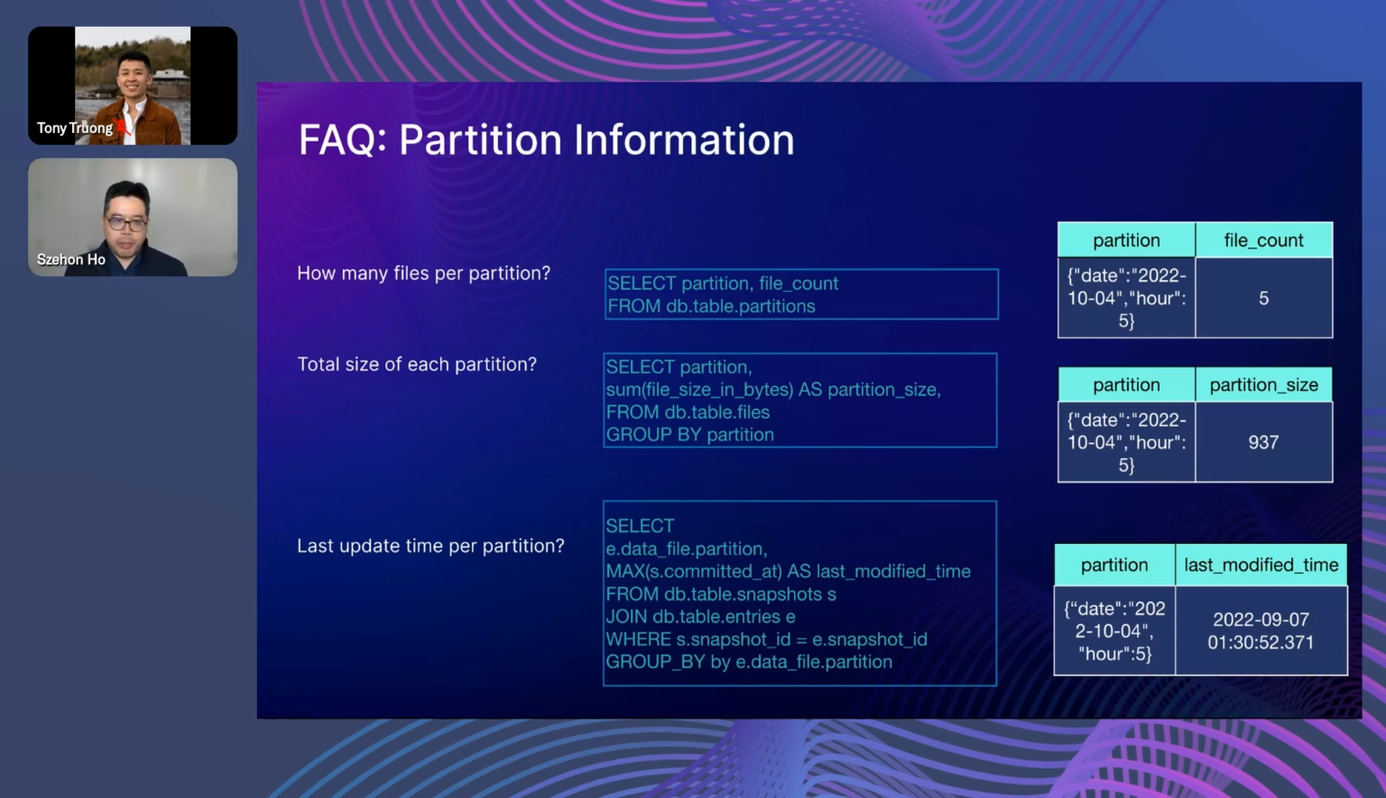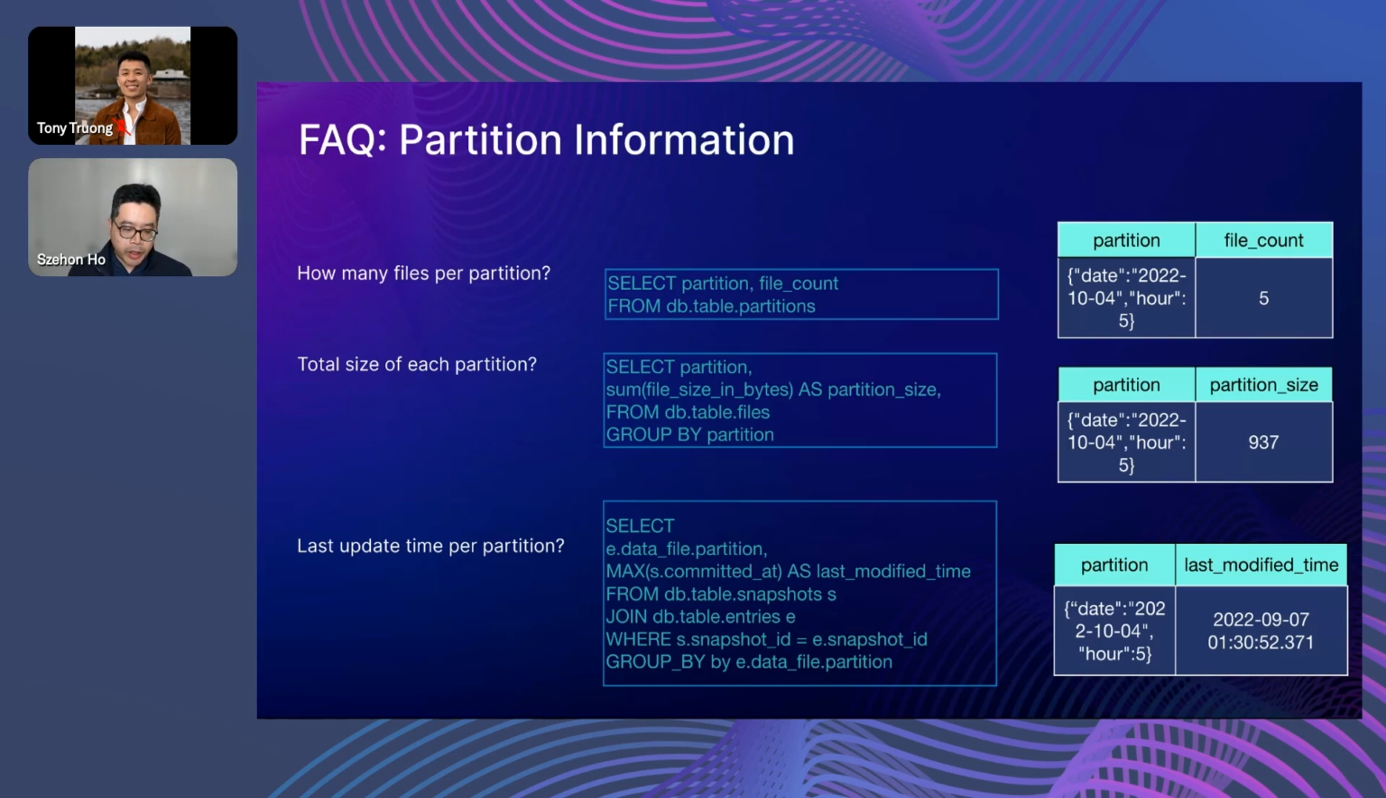How many files per partition? How would you answer that using the metadata tables? If you remember my first metadata table, the partitions table, that was easy. It already has a field called file_count. And so the answer here is you just select that table and that field, and you get the answer: how many files per partition.